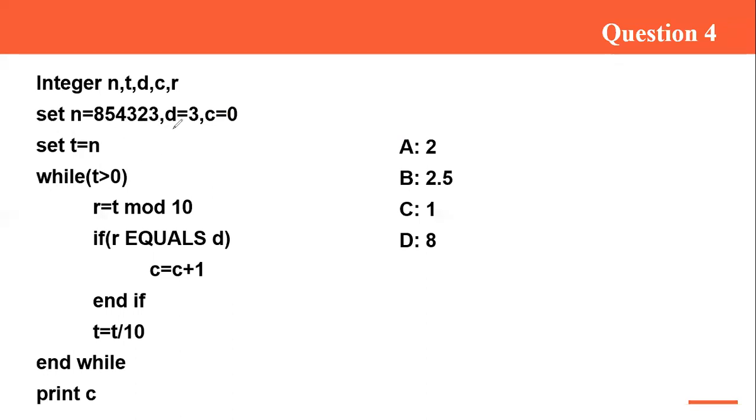854323 is the number given, and D is given as 3. C is 0. T equals here means what? This number only we are copying it into T. Okay. Now, T greater than 0. This number is greater than 0.